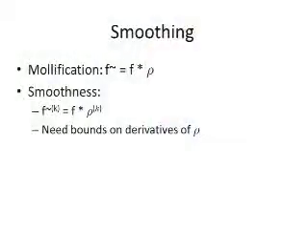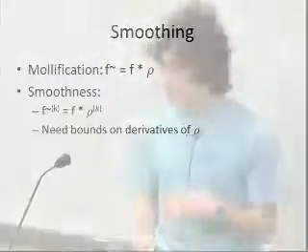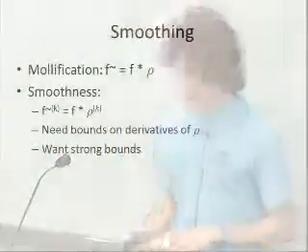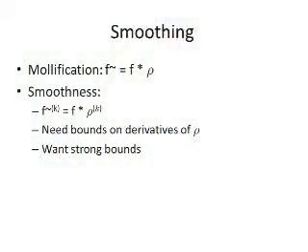Great. So what we need is bounds on the derivative of rho, so we can get bounds on the derivatives of f tilde. And we'd like these bounds to be strong, because remember, our Taylor error depends on the size of the kth derivative of f, and as we'll see slightly later, if our bounds aren't strong enough in some cases, it really makes this method not work at all.